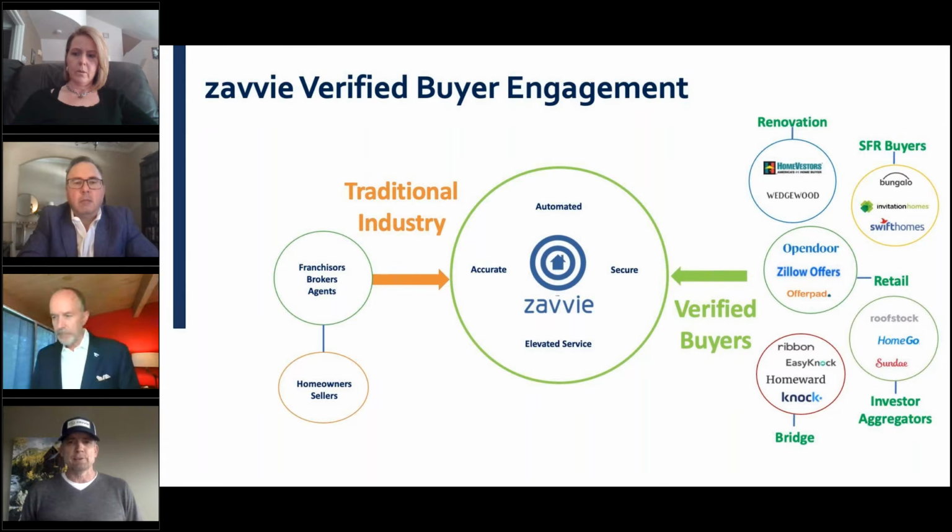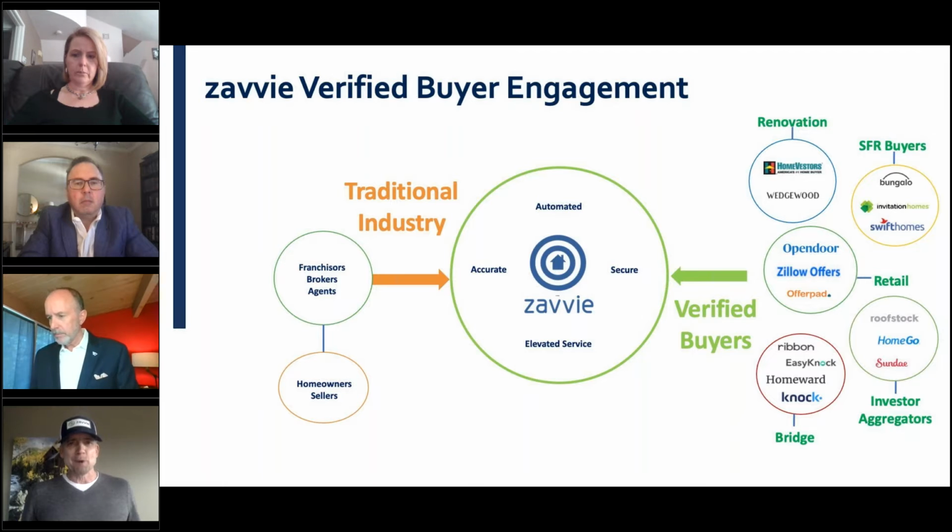And what Zavvy does is we just empower what we call the modern agent. And the modern agent brings all these solutions, selling solutions, to the table for their client. And those include iBuying, instant offers. They include buy before you sell bridge, which I think we're going to talk a lot about today. There's investor buyers. There's SFR, single family rental buyers. There's renovation buyers who will buy homes that need a lot of work.